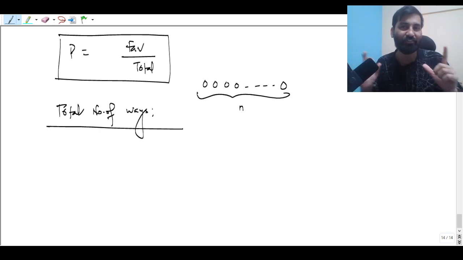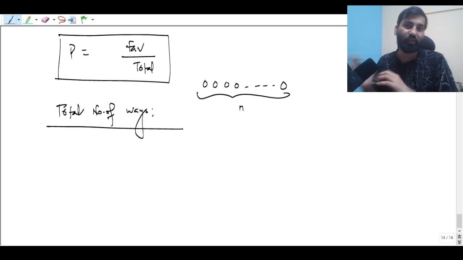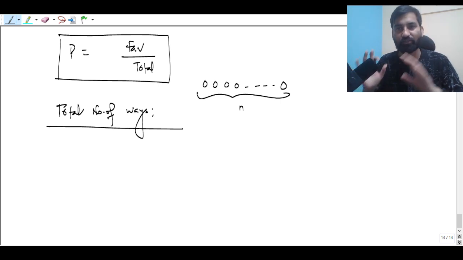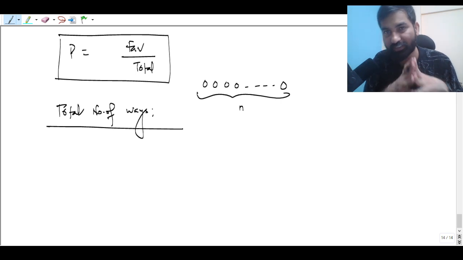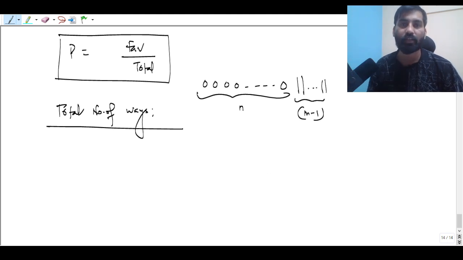We have learned one technique in my classroom program. I think you might have learned one technique called the bars method, or you can say the stick and stone method. So we can take some sticks here. Here n identical objects are there, and now we are going to choose sticks. So how many sticks can we have here? Since there are m boxes, we must take m minus 1 sticks. So here I'm just going to take sticks, and these sticks are going to be m minus 1. I think this is clear.